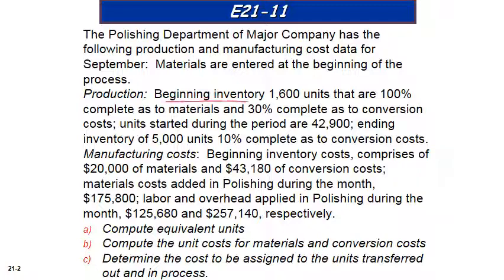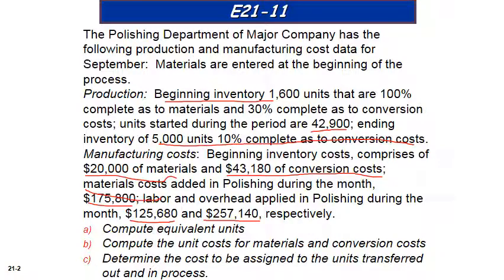The beginning inventory had 1,600 units that are 100% complete as to materials and 30% complete as to conversion costs. The units started during the period are 42,900. Ending inventory is 5,000 units, 10% complete as to conversion costs. We've got beginning inventory cost of 20,000 for materials, 43,180 for conversion. Materials added during the period are 175,800. Labor and overhead added are 125,680 and 257,140.